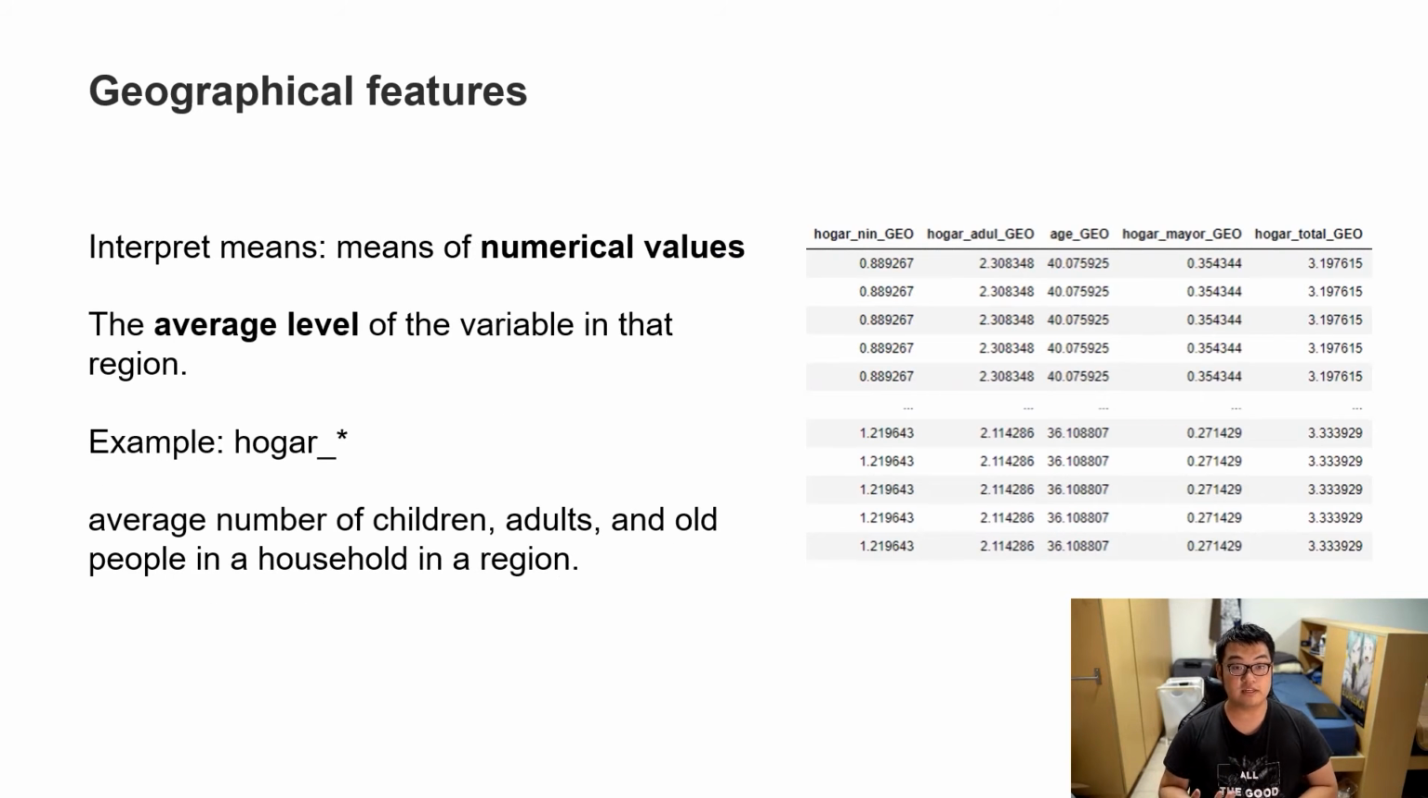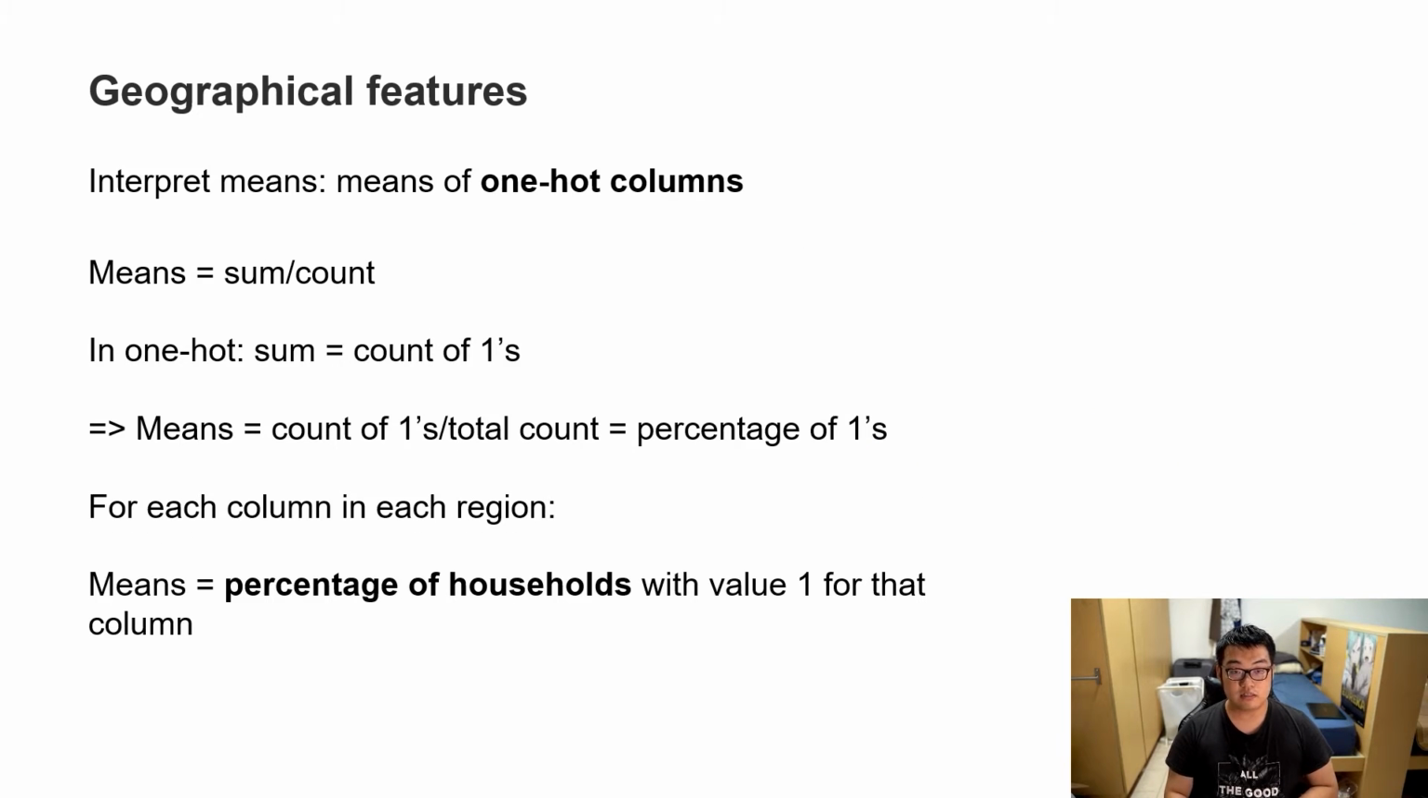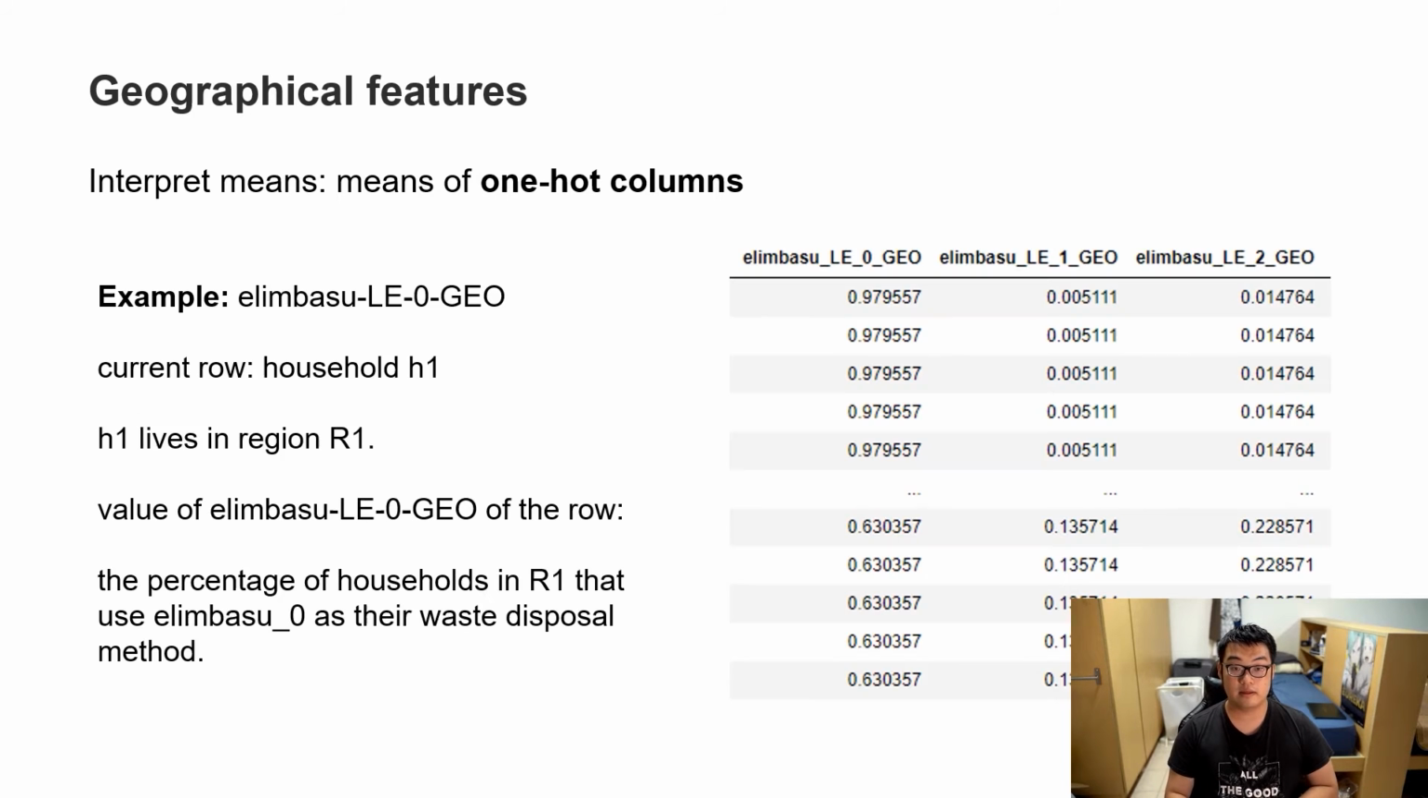How do we interpret the means? The means of numerical values mean the average level of the variable in their region. For example, the mean of Hogar means the average number of children, adults, and old people in a household in a region. For one-hot encoded columns, things are a bit different. From the deduction on the screen, you can see that the means actually mean the percentage of households with value 1 for that column. Let us take an example of Ilimbasu.